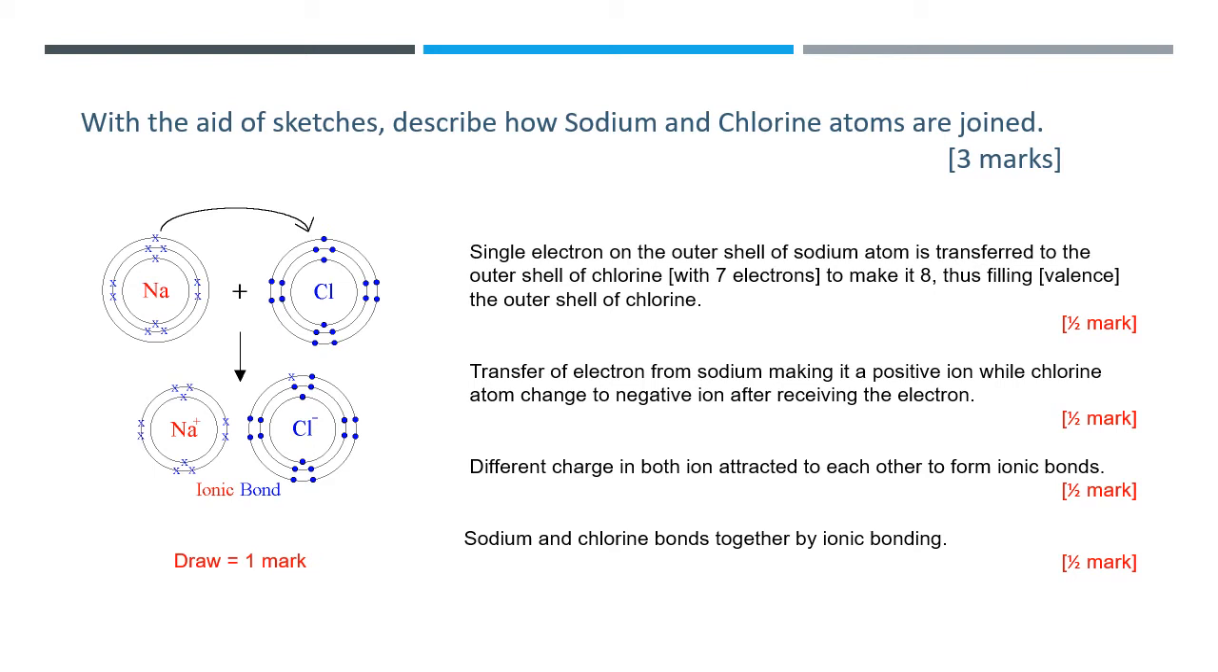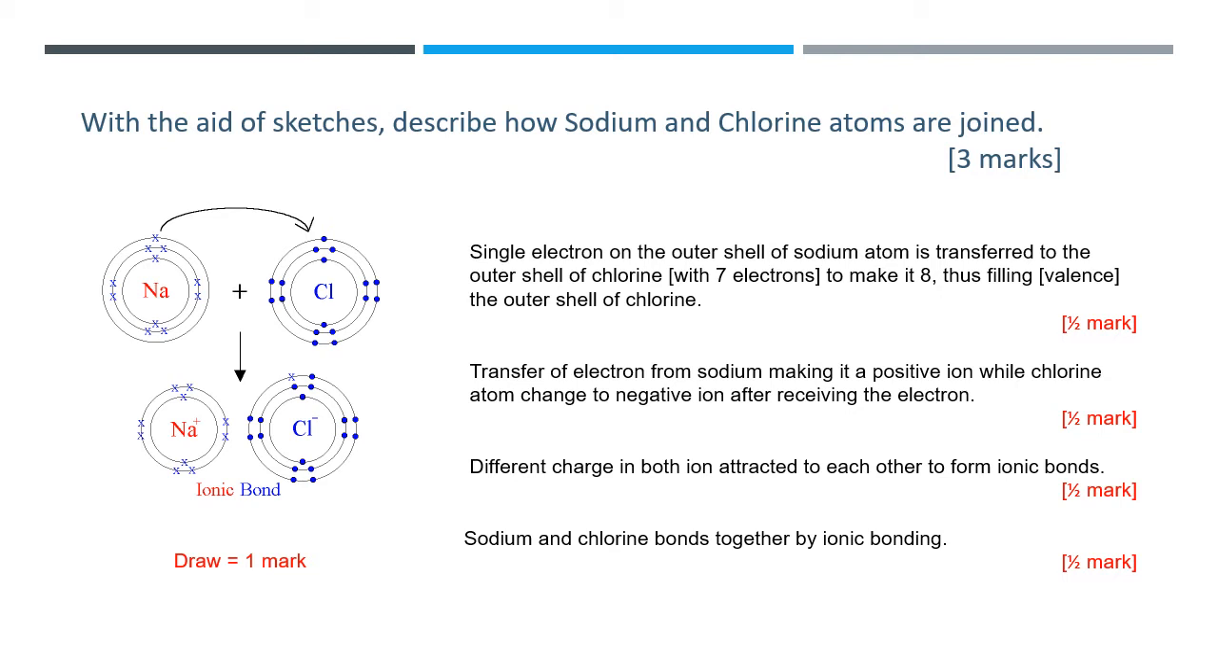And then in this question, you should also explain what happened during the bonding. So the question would like you to describe how it is joined together. Other than drawing, you should describe. This is the description. The single electron on the outer shell of the sodium is transferred to the outer shell of chloride, which has 7 electrons, which makes it 8.